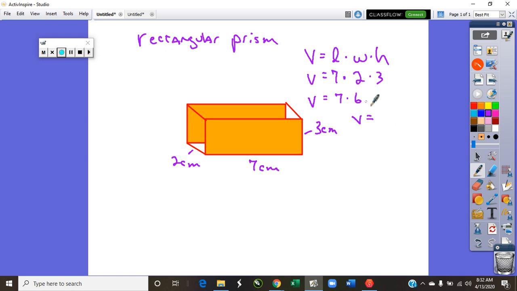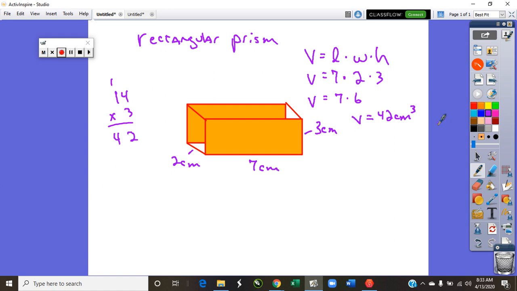That's pretty easy, isn't it? What's 7 times 6? 42, and this is centimeters cubed, okay? Now, I could have done 7 times 2 is 14, and 14 times 3, sometimes numbers like that, it's not as easy to do in my head. 4 times 3 is 12, carry my 1. 3 times 1 is 3, plus 1. I still get the same answer, okay?